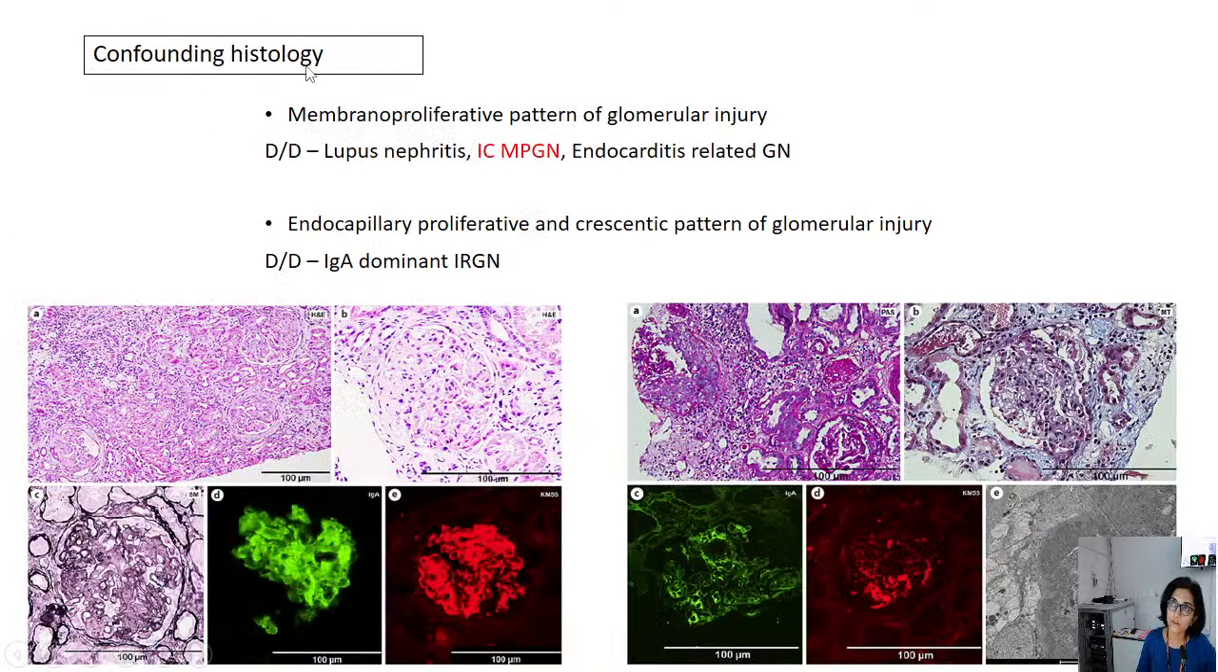In terms of other confounding histologies, the membranoproliferative pattern of glomerular injury is a major confounding histology. Rarely, patients of IgA nephropathy may show that pattern, although it's not very common. And that results in a lot of differential diagnosis when IgA is there. The second pattern which can cause confusion is an endocapillary proliferative or crescentic pattern, where the main differential diagnosis would be an IgA dominant infection-related GN.